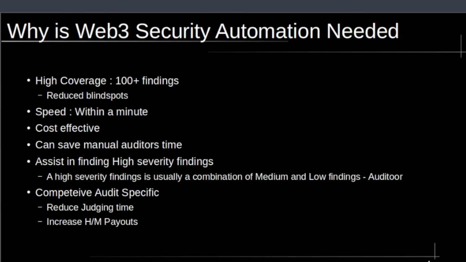So thanks to the high coverage, you often see that automated reports generated by these tools have 100 plus findings. And this is exceptionally beneficial in reducing blind spots, because the extremely high coverage of automation doesn't guarantee, but it definitely reduces the risk of a vulnerability falling through the cracks, especially the obvious blatant ones. And I also feel that for large code bases, this is very functional. Sometimes you have 50 contracts to analyze and the bot does that much better.